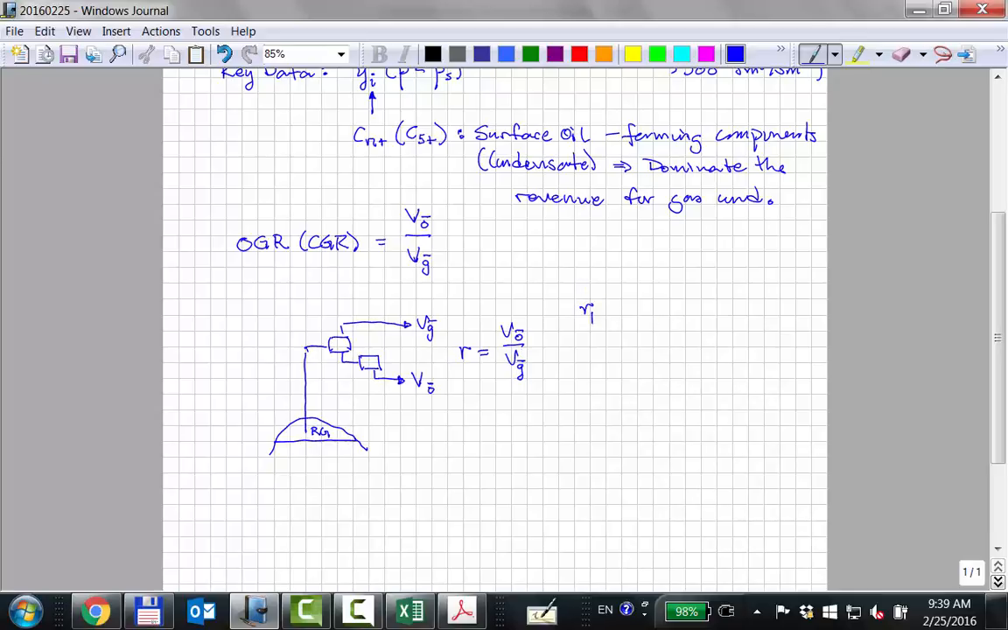You have Rp, which is the producing oil-gas ratio, and you have Rs, which is the solution oil-gas ratio. And at initial conditions, we have the initial in situ solution oil-gas ratio.